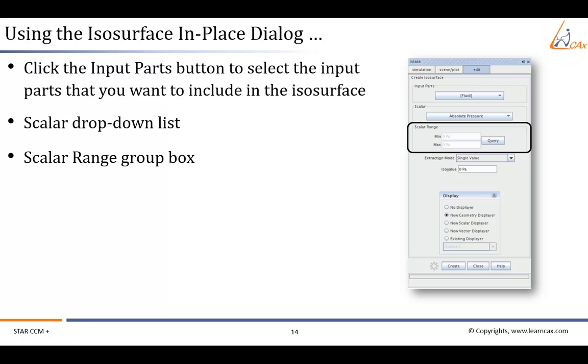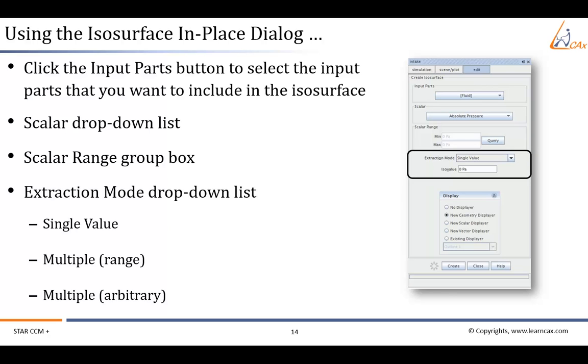This is the scalar range group box. It is used for automatic selection of the scalar range. If we select min, it sets lowest scalar value. If we select max, it sets highest scalar value. Then we can use the query button. It will instruct *CCM+ to probe the selected scalar and fill in the values.